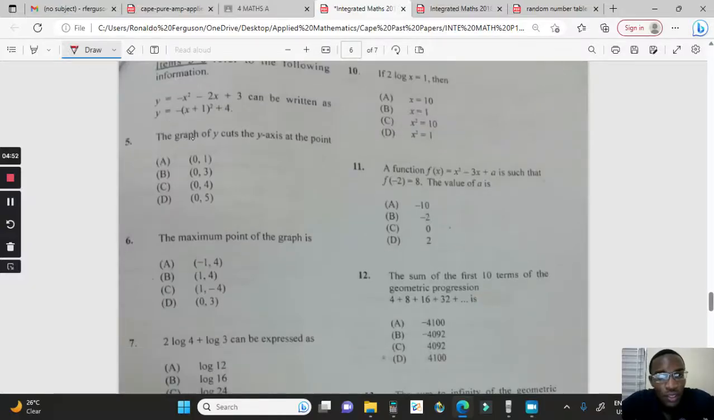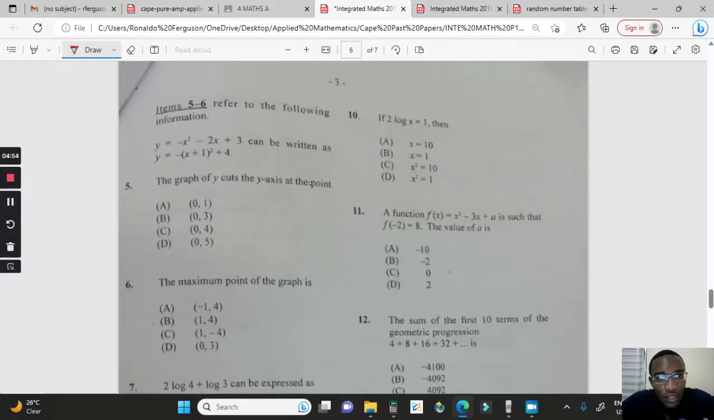Question 5 now, it says the graph of y cuts the y-axis at the point. Remember, where a graph cuts the y-axis, that occurs when x equals 0. So you can use any equation: when x is 0, the y value is just going to be 3 in any one of these equations. So it's 0, 3.